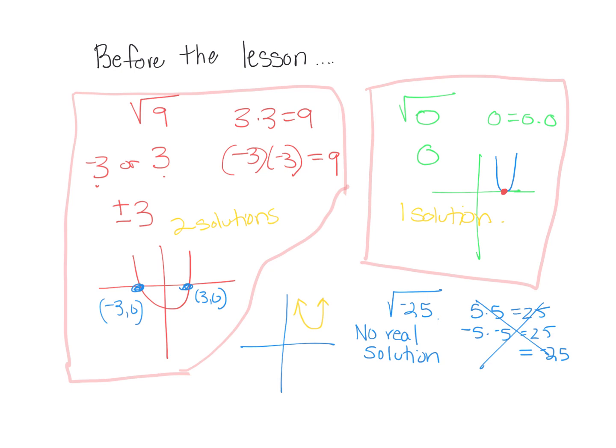Here, where we have a negative number underneath the radical, we are unable to take the square root of a negative number, because we can't get 2 numbers that are exactly the same that multiply together to get that negative 25. And so that means there's no real solution. And so that means that our parabola doesn't ever cross over the x-axis.